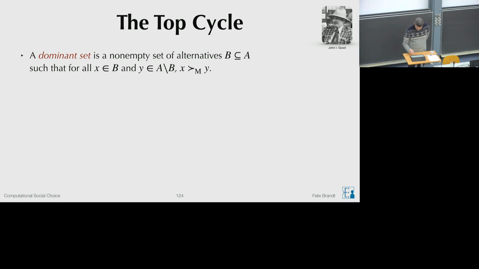Usually, if you talk about the top cycle, you think about something like a little sun here, with lots of rays. So everything in the set dominates everything outside. That doesn't define a social choice function yet. It's just an auxiliary notion on directed graphs.